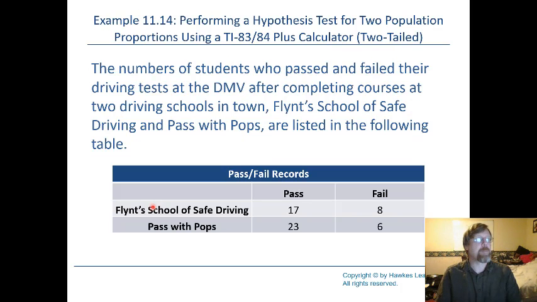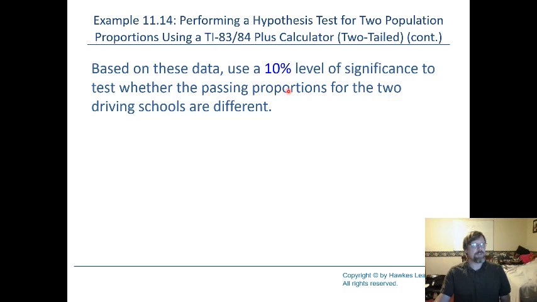Okay. All right. So we've got students at a driving school. Actually, we've got two driving schools, Pass with Pops and Flint School of Safe Driving. These are their pass-fail results, so this is a binomial distribution. It's either pass or fail, two options, by 2. We've got that data. We want to use a 10% level of significance to test whether the passing proportions are different.